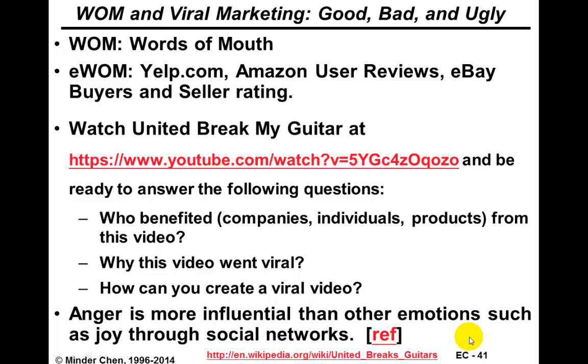Let's come back and talk about word of mouth, WOM. Sometimes we call it EWOM, electronic word of mouth, like on the web. Yelp has a lot of comments on restaurants, hotels, and things like that. Amazon's user review is an example of word of mouth. On eBay, buyers and sellers can rate each other because trust is very important in the e-commerce world because there's no physical store. So building trust through word of mouth, user reviews and ratings is one good way to build up the trust of the buyer or the seller.